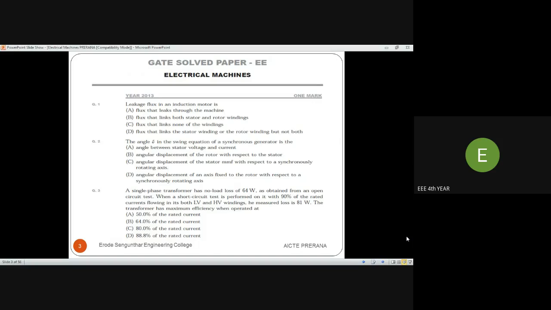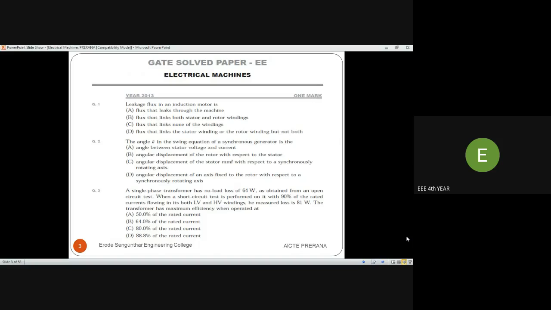Here, there are a lot of GATE solved problems available. So step by step, we will discuss the topics based on their question number, year wise. In the year 2013, question number 1, this is a 1 mark question.